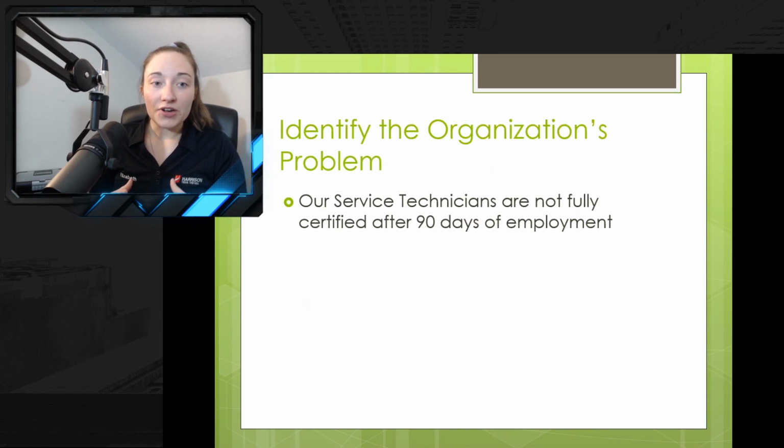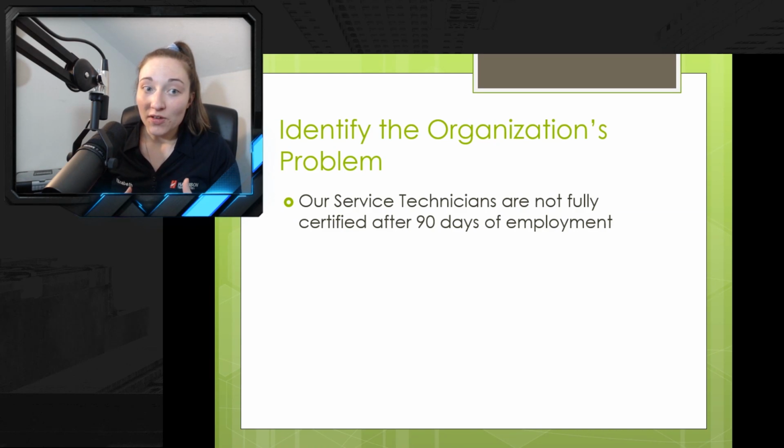The most important aspect of problem solving within an organization is going to be to identify the organization's problem. The problem I'm going to discuss today in our organizational context is that our service technicians are not fully certified after 90 days of employment.